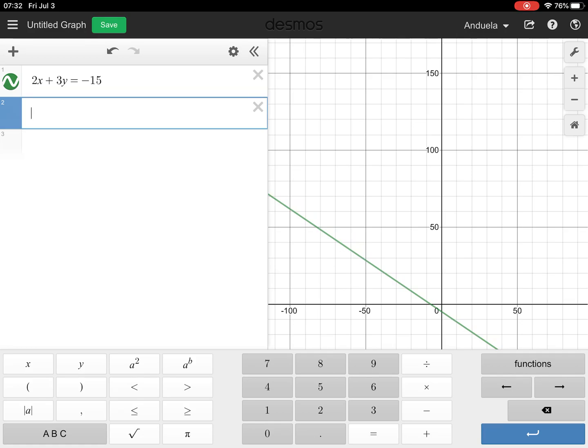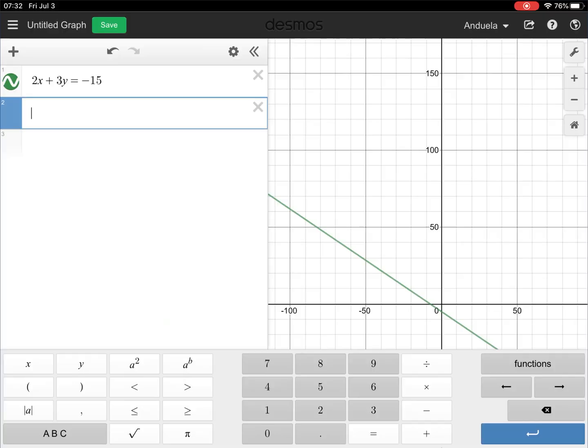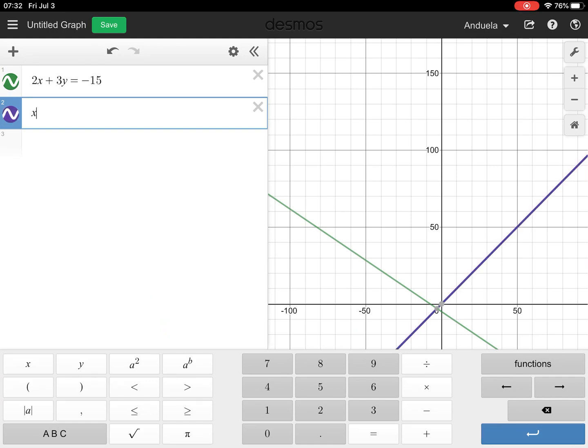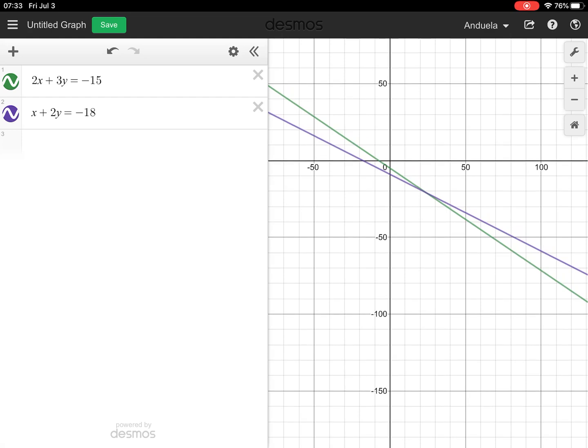I don't remember the equations, so I'm going to go back to our worksheet. The next one is x plus 2y equals negative 18. So here goes x, plus 2y equals negative 18. See, the second equation is purple, so the graph is also purple. And we see that the two lines have intersected somewhere, but we don't know exactly where it is.